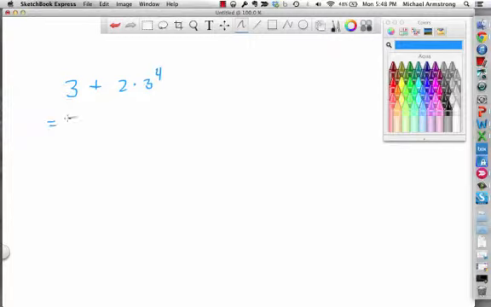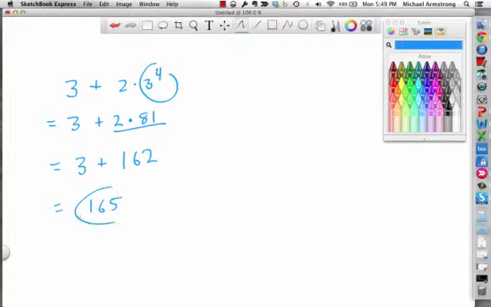So if I come down here and rewrite it, 3 to the fourth is 3 times 3 is 9, times 3 is 27, times 3 is 81. Okay, so this becomes this, and we don't multiply the 2 until after we've gotten rid of the power. And we also don't do the addition until after we've done the multiplication. So 2 times 81 is 162. Okay, and then we do one final step to include that addition. So it's 3 plus 162 is 165.